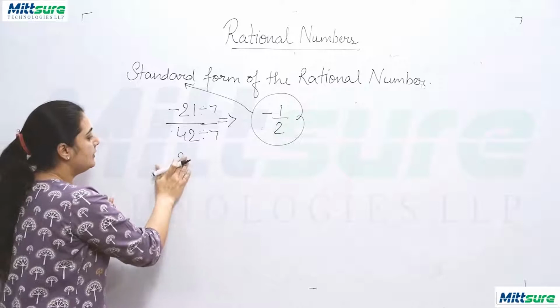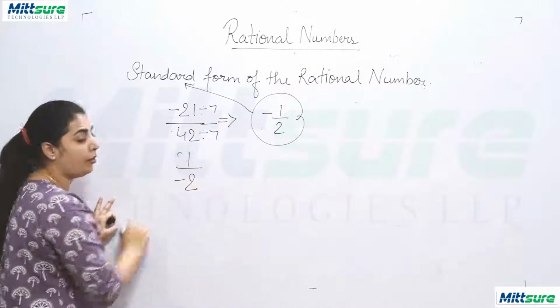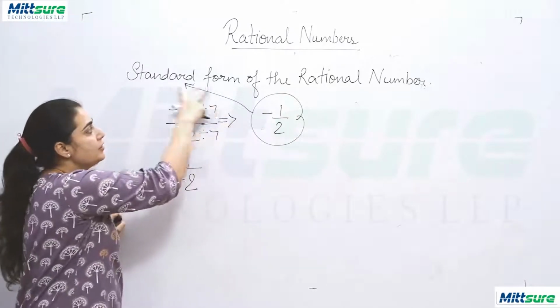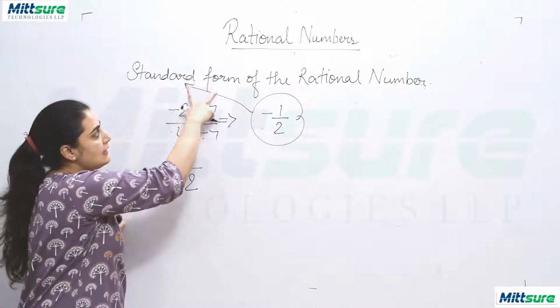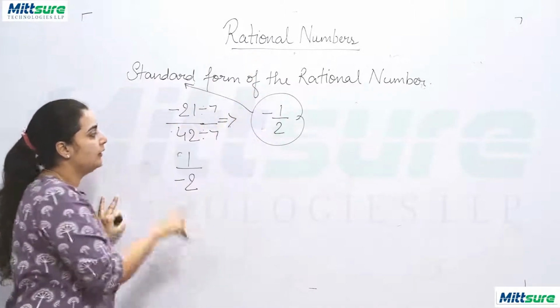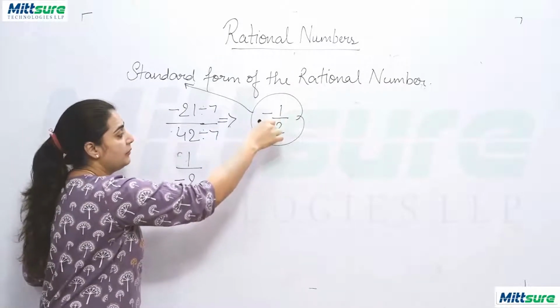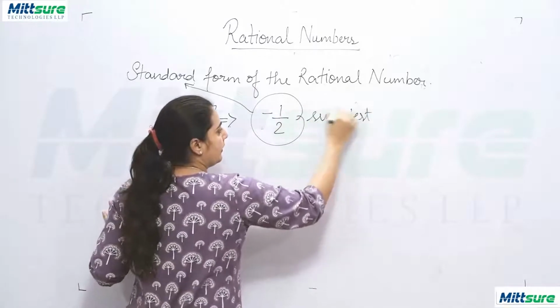Let's take 1 upon minus 2. I told you the two conditions which apply here for what can be called the standard form of a rational number. The first one is fulfilled, that the rational number should be in the simplest form. Clear?